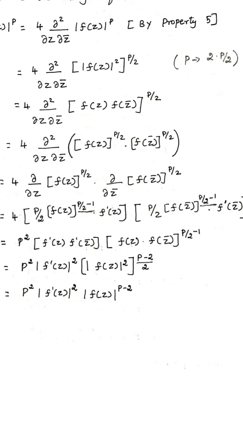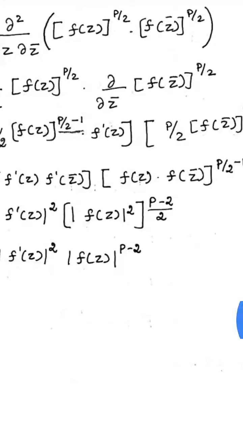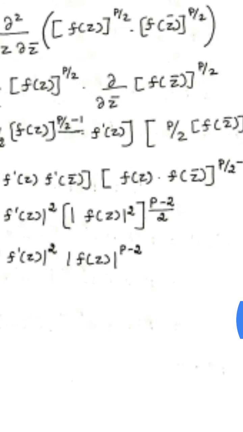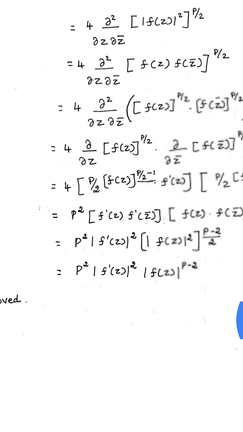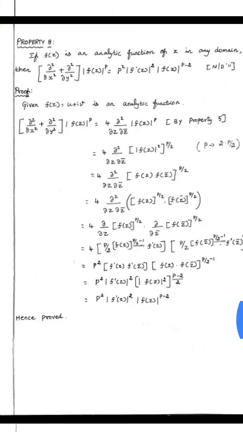Then you know what is f(z) into f(z̄)? Modulus of f(z) the whole square. See here, f dash of z into f dash of z̄ is there, then obviously it gives you modulus of f dash of z the whole square. Okay, so I am just using the formula so that I will get this answer. And p by 2 minus 1, if I take the LCM as 2, what I will get? p minus 2 by 2. Okay, then obviously this 2 and 2 will get cancelled, then what else remains? p minus 2 will be the remaining thing. Okay, that's all. This is the property number 8.